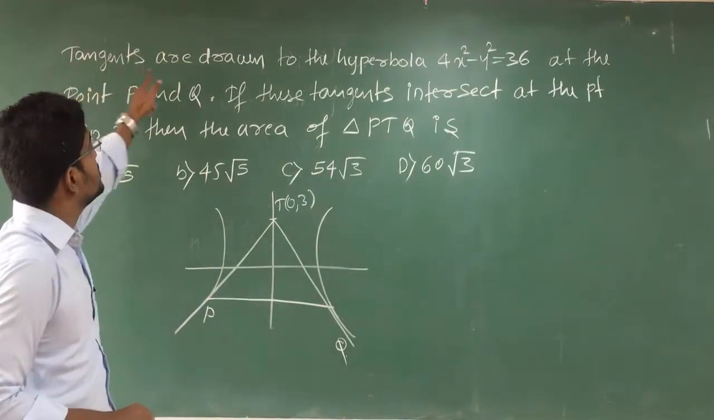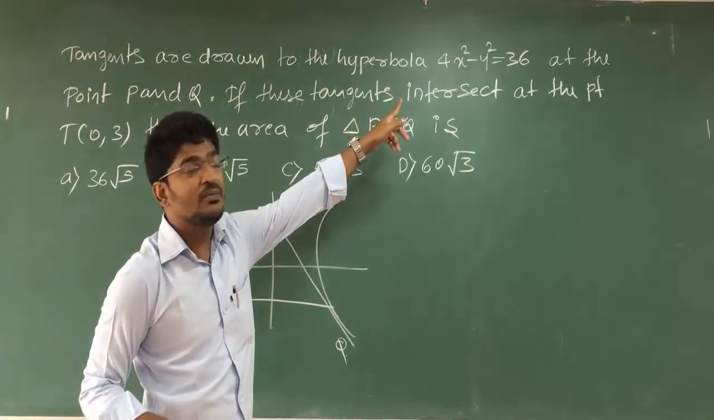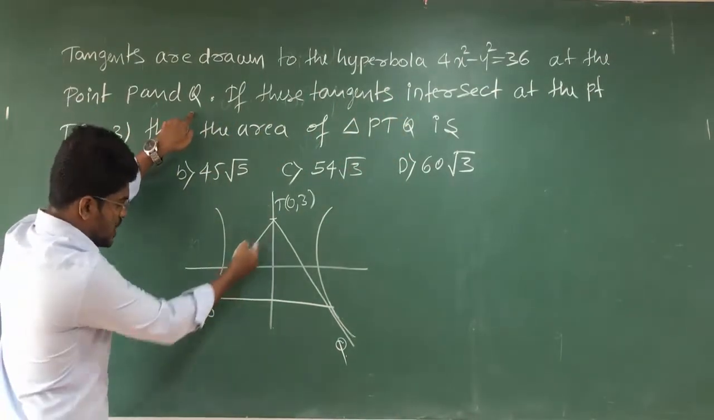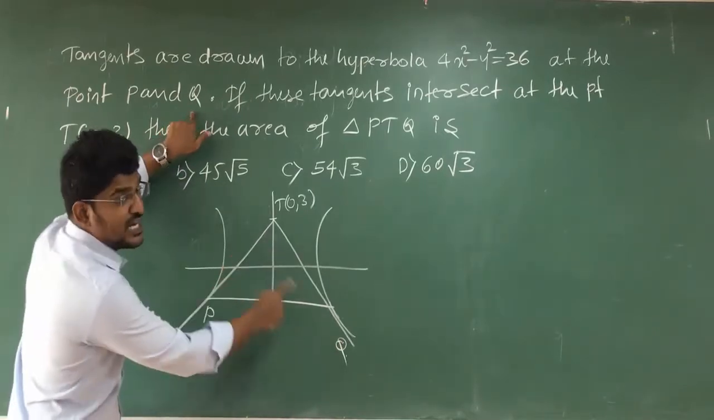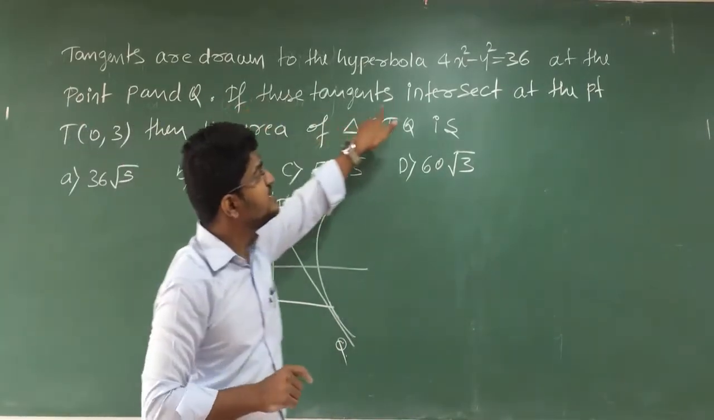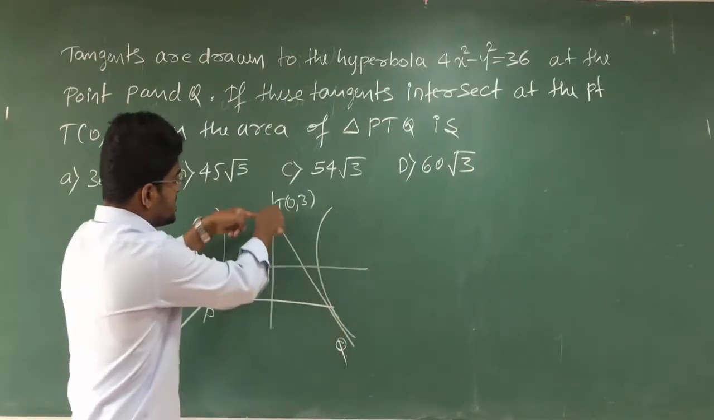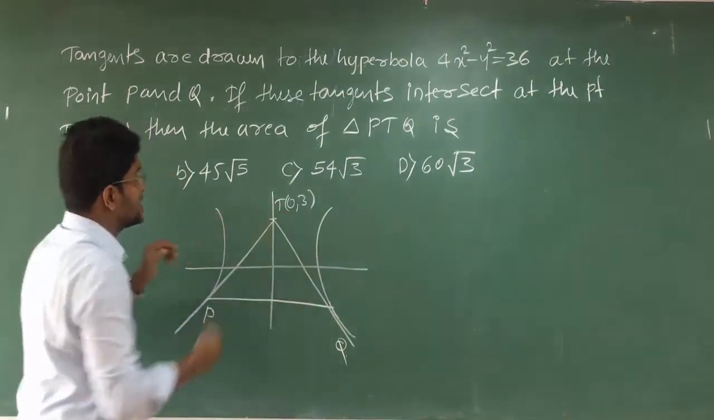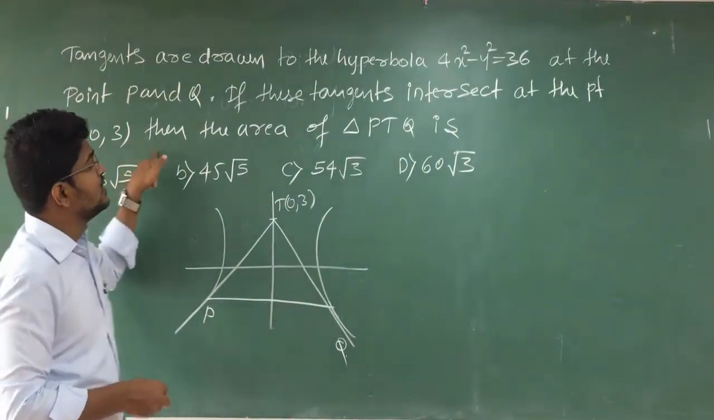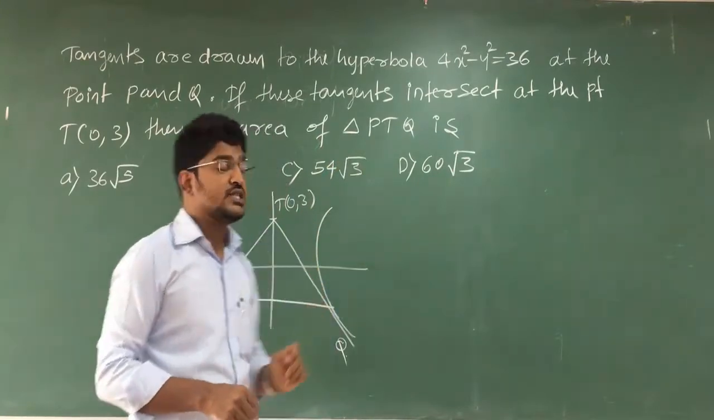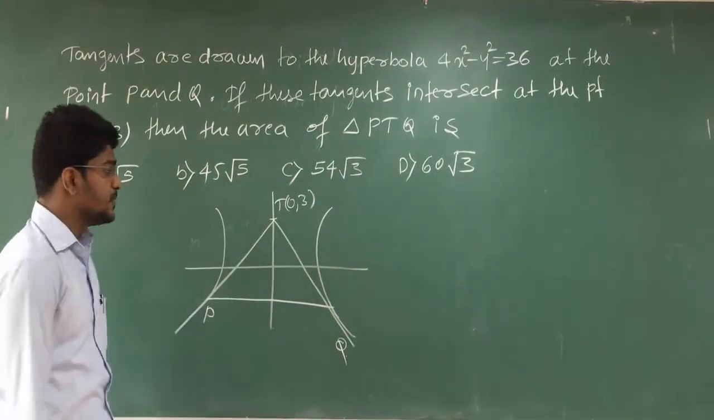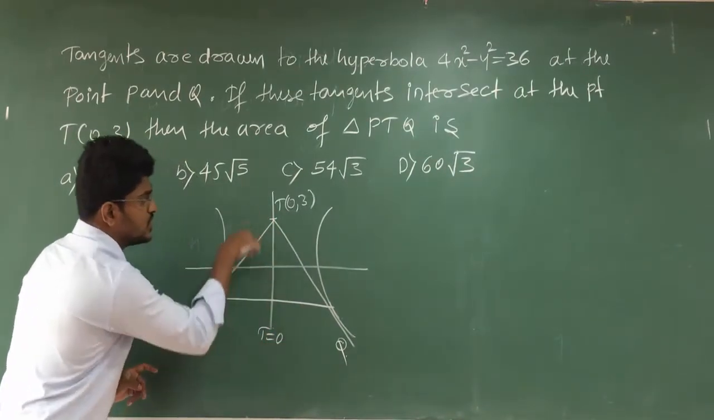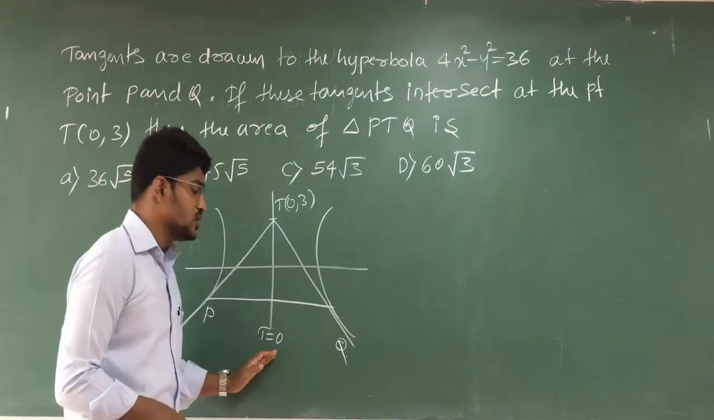See there, tangents are drawn to the hyperbola 4x square minus y square equal to 36 at the points P and Q. That means these are the two tangents at the points P and Q to the hyperbola. If these two tangents intersect at T of 0, 3, then the area of triangle PTQ they are asking. So area of this triangle they are asking. Clear? So if T equal to 0, equation of PQ will be T equal to 0, because you can see from the diagram.